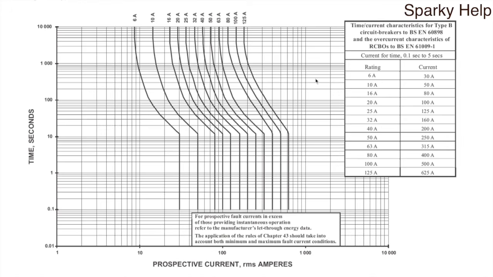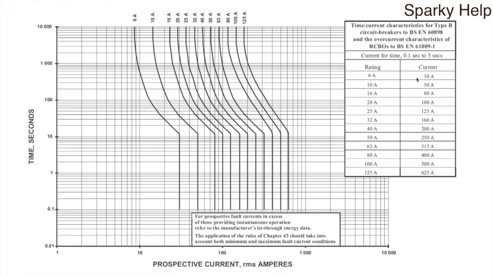So we can look here on the right hand side, we have the table given to us, and we'll note now we've only got one column for the currents because the times now are 0.1 to 5 seconds. And the reason for that is because circuit breakers are good and they will basically disconnect in 0.1 of a second, providing you meet that threshold of current. So looking at the 6 amp this time, you need 30 amps. And if you have 30 amps as a fault current, it will disconnect in 0.1 of a second.